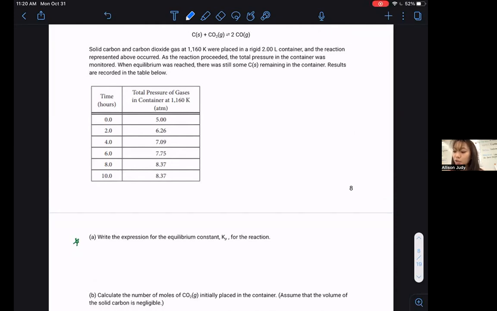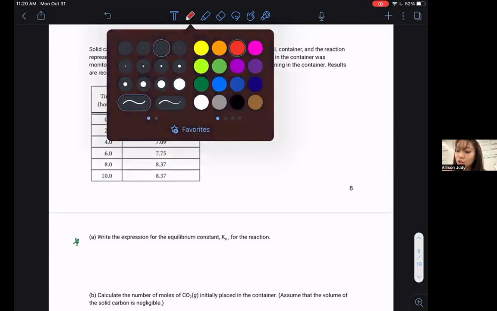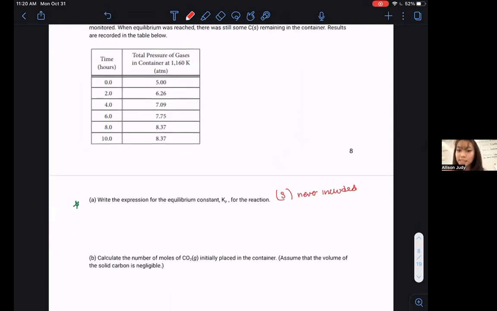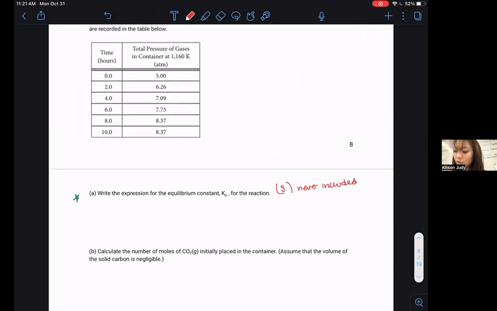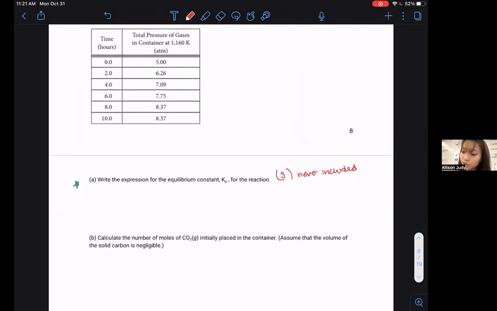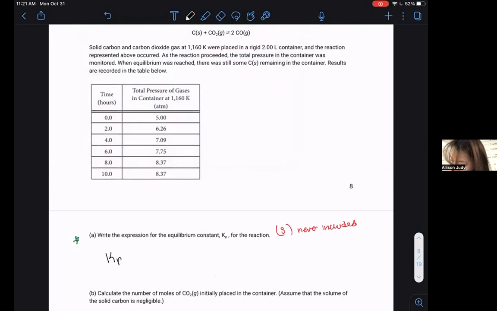But all we need to care about is the partial pressure of the gases, because partial pressure is an indicator of concentration. And remember, we never, ever include solids, right? Solids never included. So just like with the standard setup, we have KEQ with respect to partial pressure is always equal to products raised to their respective stoichiometric ratios over reactants raised to their respective stoichiometric ratios. So according to the reaction, KP, KEQ in terms of partial pressure, is equal to the partial pressure of CO2 raised to the power of 2 divided by the partial pressure of CO raised to the power of 1.